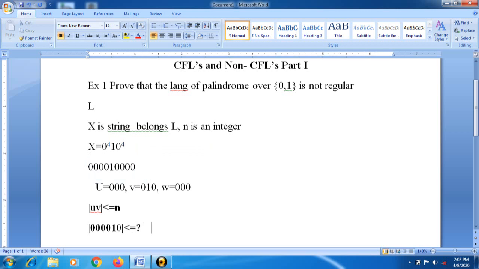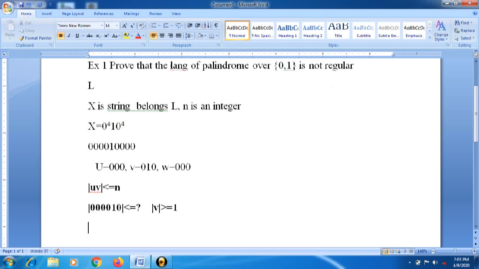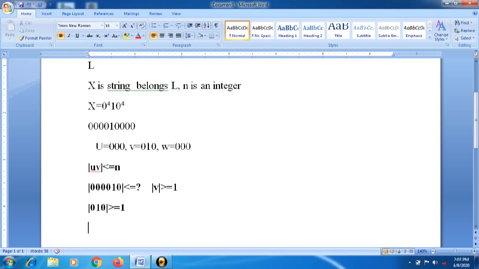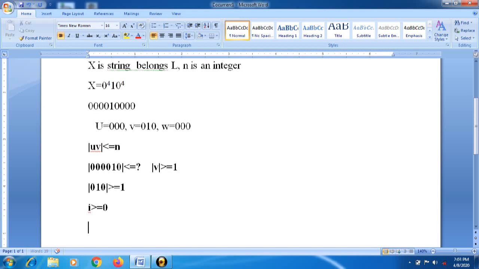Then our second condition is what? |v| greater than or equal to 1. Now check. |v| is what? 0, 1, 0 is greater than or equal to 1? Yes. So |v| is also greater than or equal to 1. So we have satisfied the second condition also. Then the third condition. As per our pumping lemma, i is greater than or equal to 0. Suppose we have considered i is equal to 3.